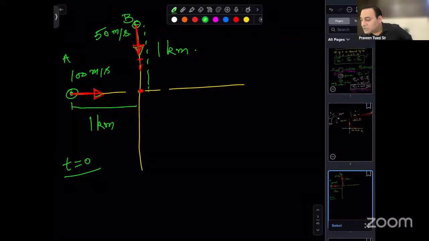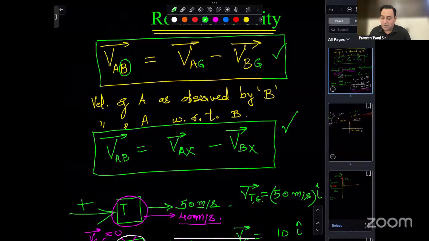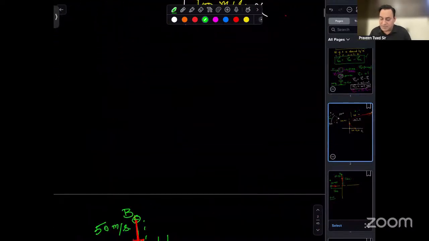No, relative velocity is not 50. Someone is saying 50 seconds is not the answer. Explain again? Yeah, I am explaining. I have just given you a question. See, I'll be repetitive. I taught you velocity of A as observed by B. Please pay attention to this slide. I am going to repeat again. If someone has not understood, please see this.